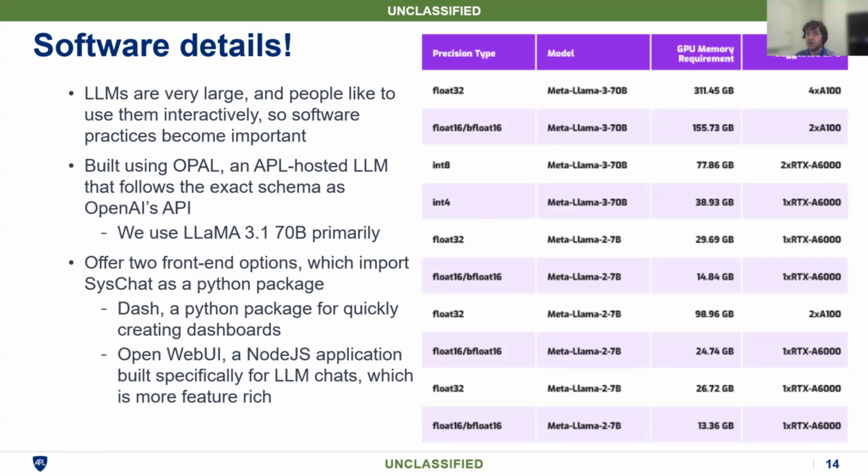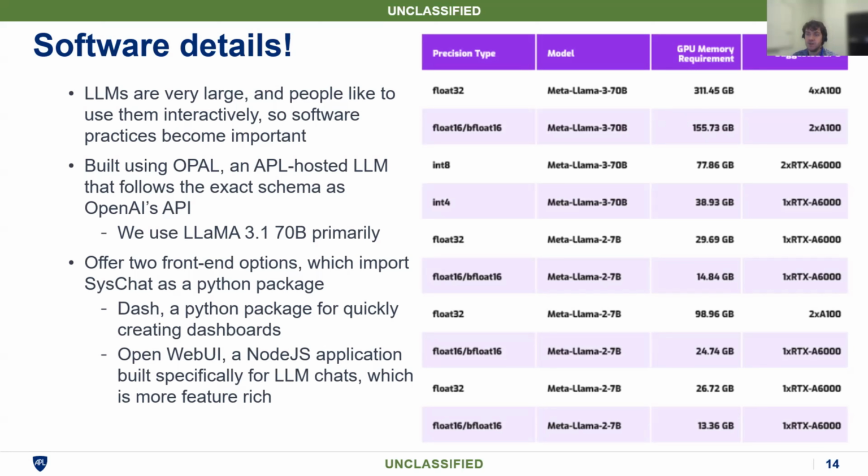And this is also why we focus on using them as a black box. You could hypothetically try to train the models, but you would need a really big computer to do it and likely a lot of time too. So we focus on using Llama 3.1 70B, using Opal, which is an APL-hosted large language model. So we do have a supercomputer. It runs large language models, so we use that. But it follows the exact same schema as OpenAI's API. So hypothetically, if we move to documents that were free to use with cloud-based solutions, it would integrate very nicely.